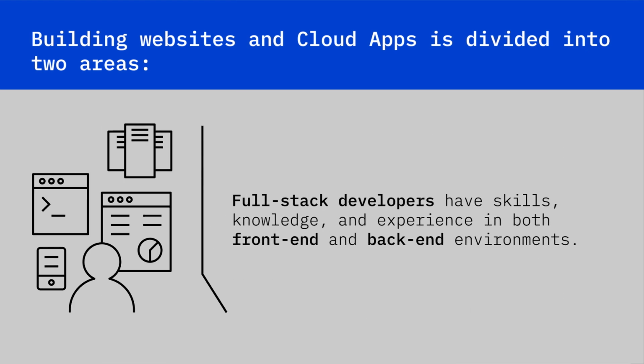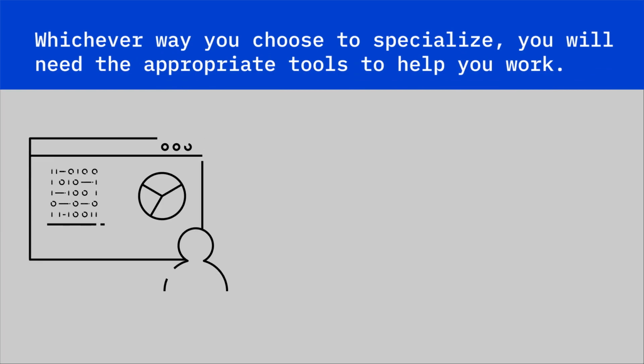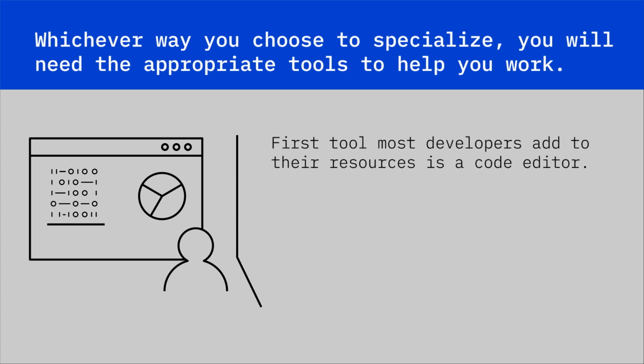Full-stack developers have skills, knowledge, and experience in both front-end and back-end environments. Whichever way you choose to specialize, you will need the appropriate tools to help you work. The first tool most developers add to their resources is a code editor. Developers also need tools to integrate, build, compile, and debug code.